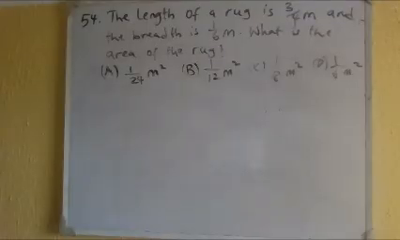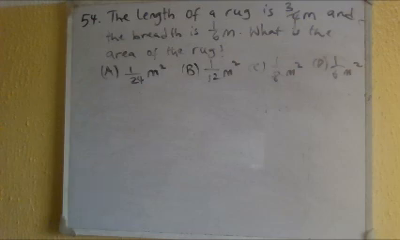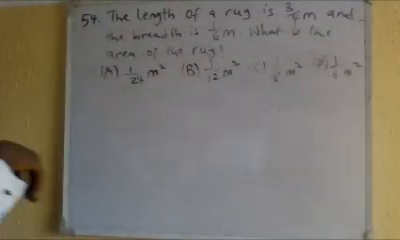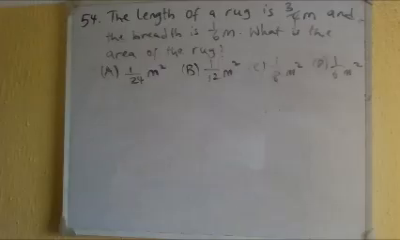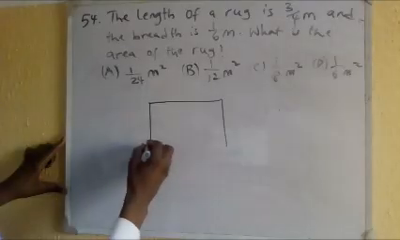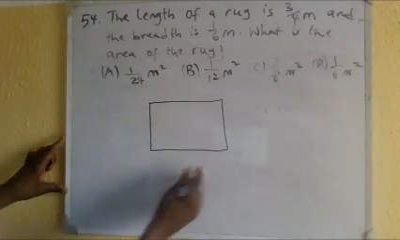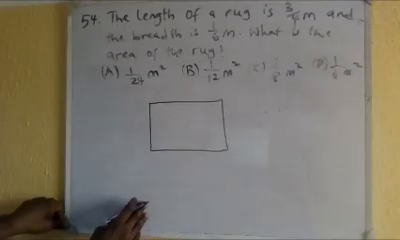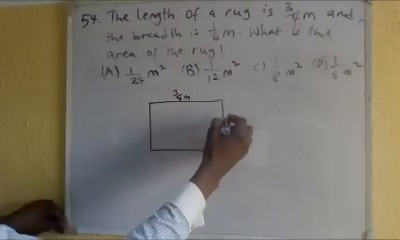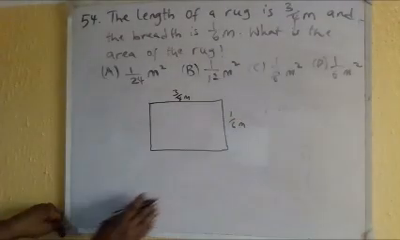Okay, so I have this question on the board. It says the length of the rug is 3/4 meter and the breadth is 1/6 meter. What is the area of the rug? So the rug looks like this. It's rectangular in shape. So we are looking at a rectangular shape. So they said the length is 3/4 meter and the breadth is 1/6 meter. What is the area of the rug?